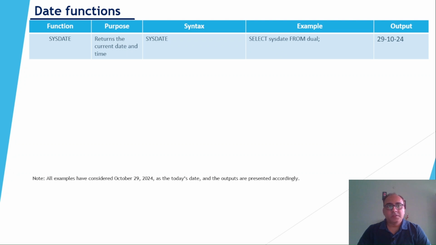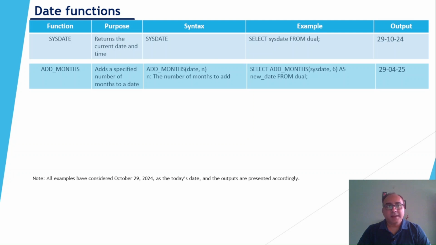So first we have SYSDATE. This basically returns the current date and time. Syntax here is SYSDATE. For example, select SYSDATE from dual. This will return the current date from the system. So output is 29-10-24 if the current date is 29th October.